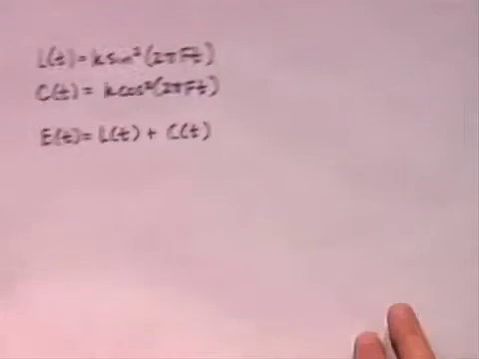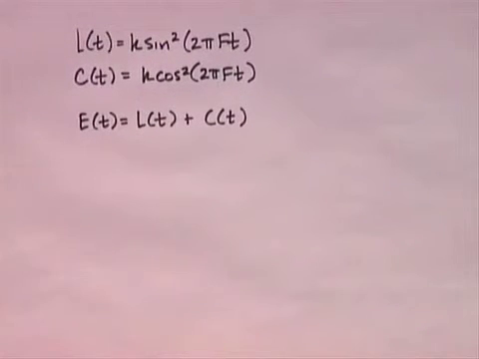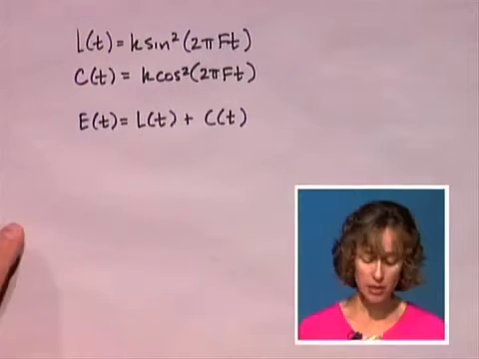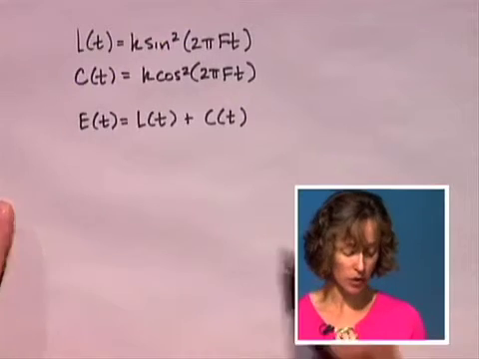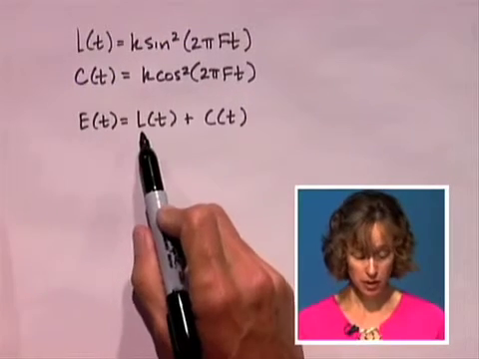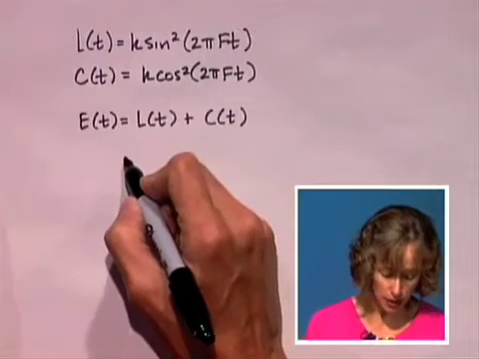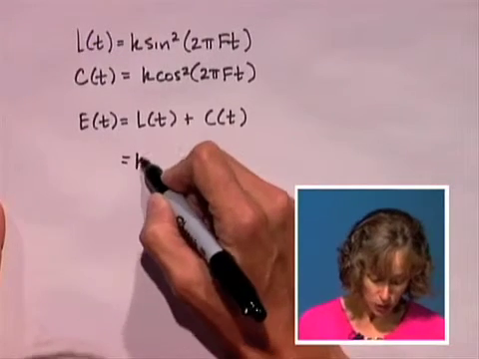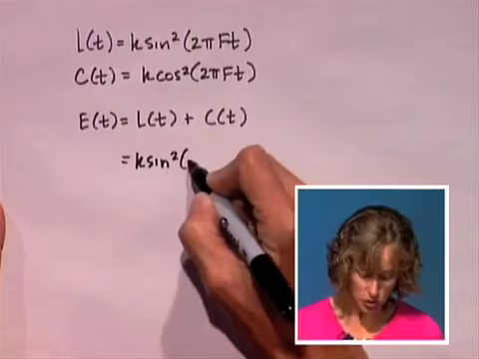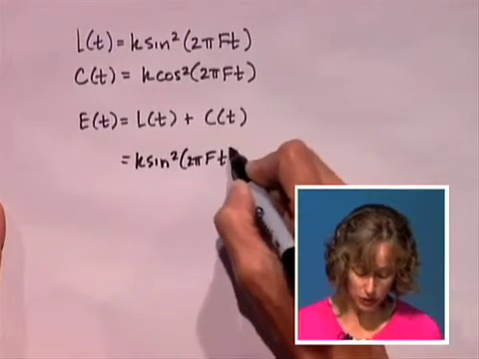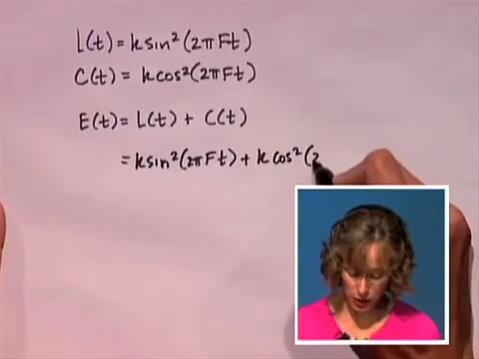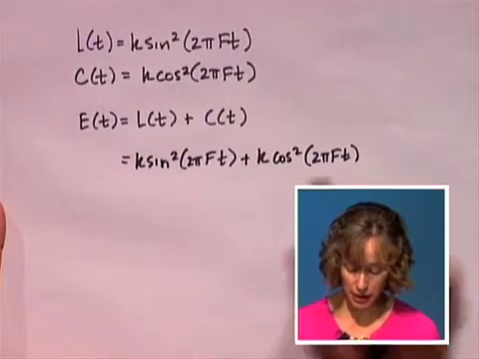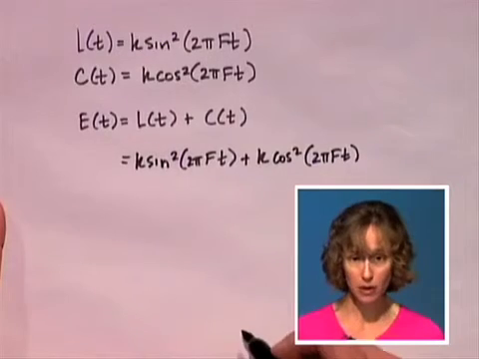Well, here's the information we have. We have that L of t is K sine squared of 2 pi F t, C of t is K cosine squared 2 pi F t, and E of t, the thing that we want to show as a constant, is L of t plus C of t. So for L of t, we'll put K sine squared 2 pi F t. For C of t, K cosine squared 2 pi F t, and we need to conclude that that's a constant.